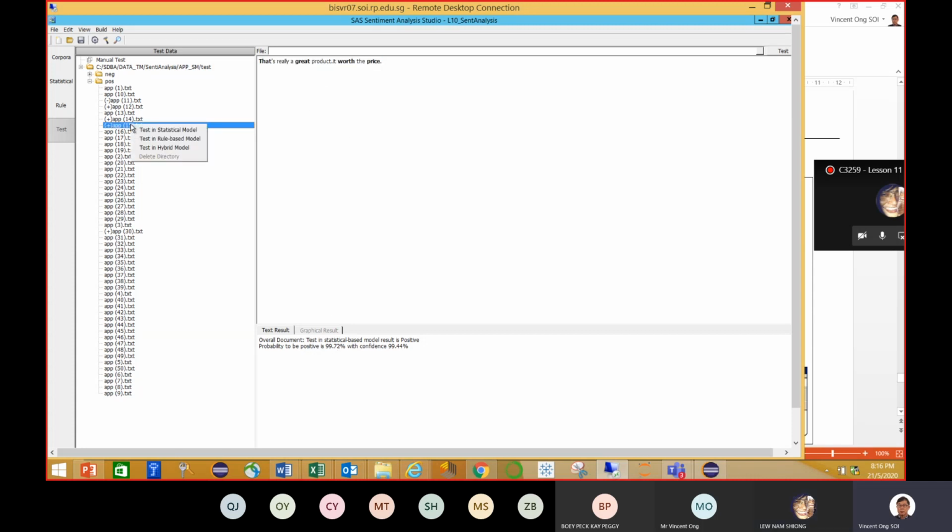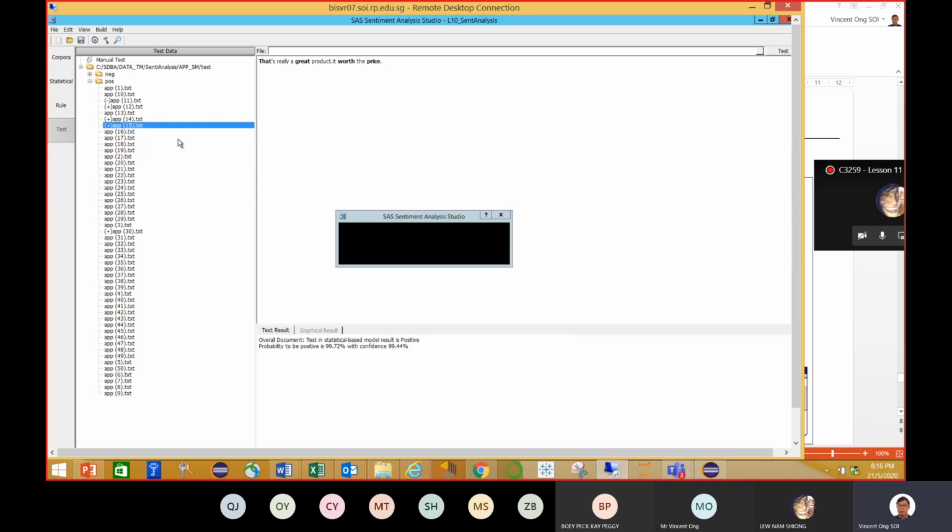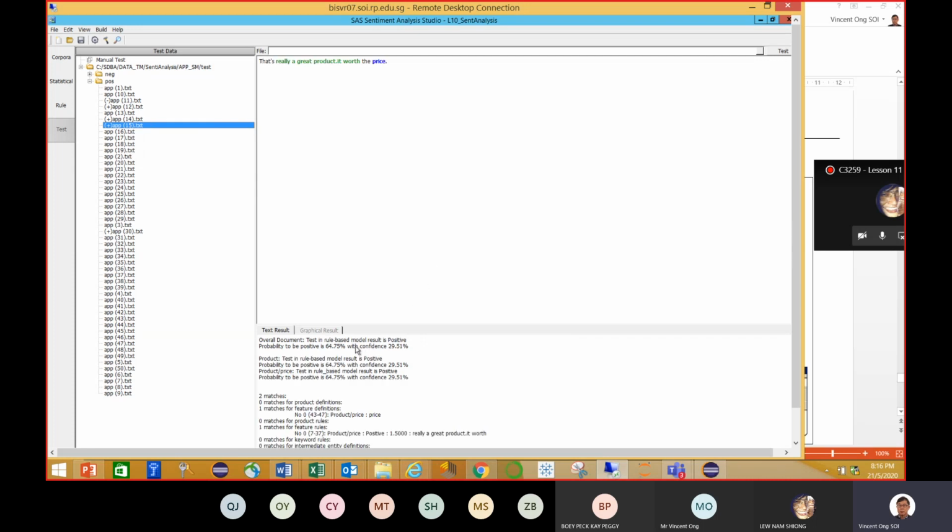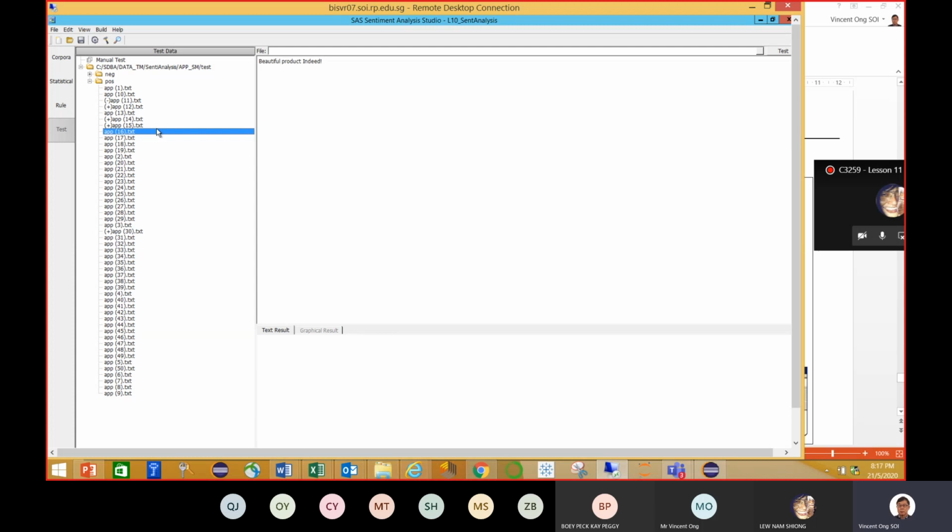If I run the rule base for the same sentence, let's see how it comes up. You will remember the rule base gives you the probability. The probability that it is positive is about 65%. At the sentence level I'm okay to choose the stats model, but if I want the sentiment for the whole corpus, I should use the more reliable one.